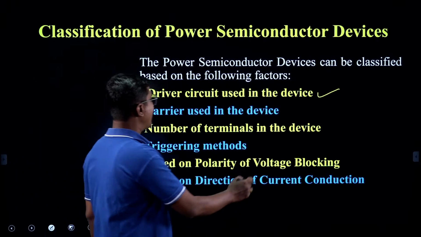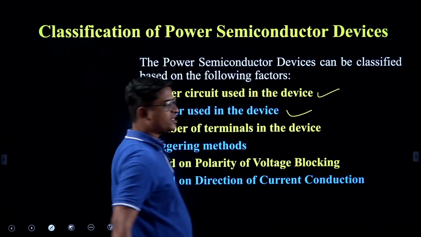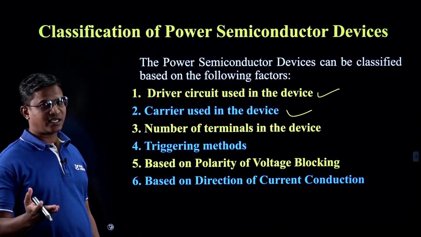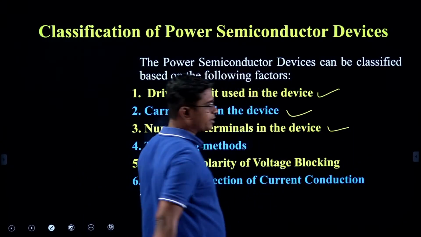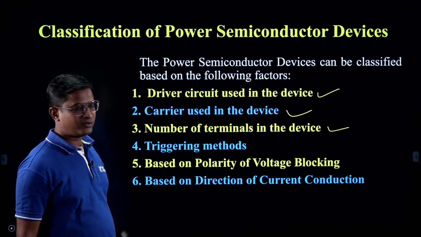Next is the carrier used in the device, that is majority charge carrier or minority charge carrier devices. Next, the number of terminals in the device: 2 terminal, 3 terminal or multi-terminal.